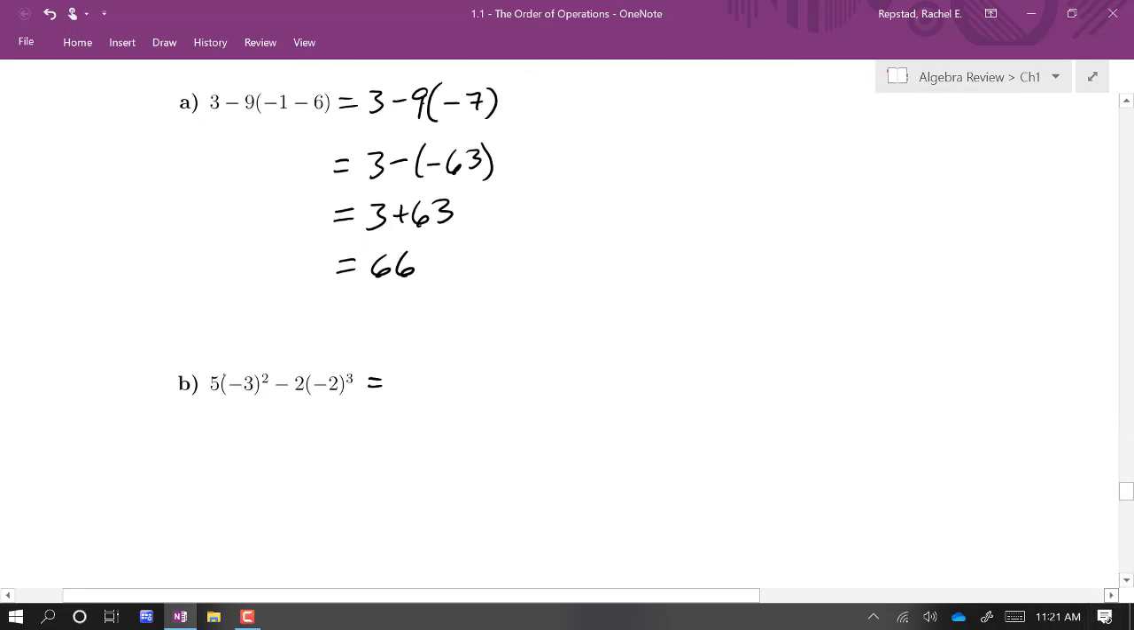Next, here, we can see that we have some parentheses, but there's nothing going on inside, right? There's no operations happening. They're just kind of housing this number. So the parentheses are kind of taken care of. Now we have to turn our attention to the exponents.